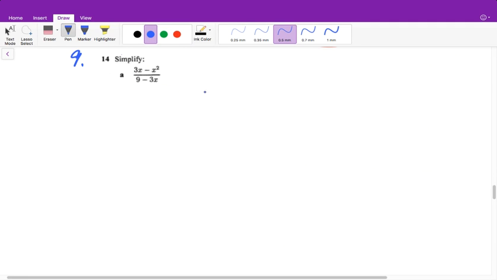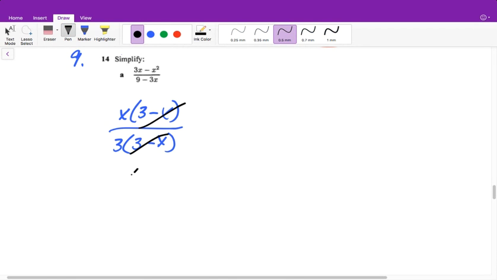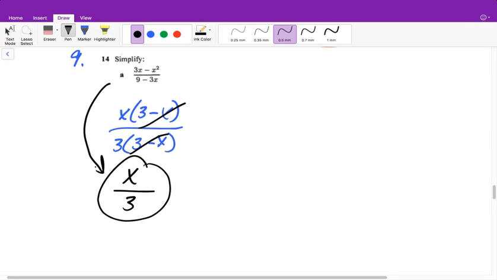All right, the next one says to simplify this as one fraction. So since there's multiple terms, what we have to do is factor. Remember, when you're simplifying fractions with multiple terms, you have to factor first. If it was already factored for you, you just cancel out your factors. Here we have a GCF of x, so we're left with 3 minus x. And here we have a GCF of 3, so we're left with 3 times 3 minus x. Since this 3 minus x is exactly the same, we can cancel those out, and now we're just left with x over 3. So this simplifies to just simply x over 3.